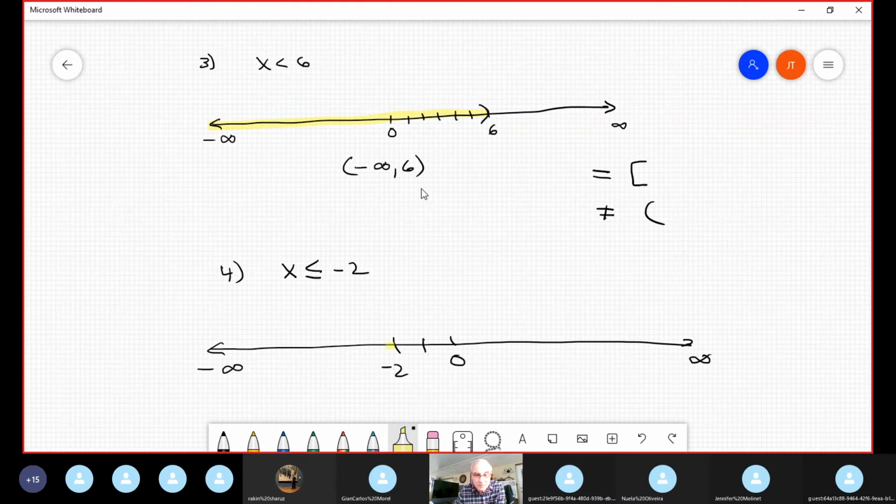It's to the left, to the left because it's less than. Include negative 2, yes. And the interval notation is from negative infinity, comma, negative 2, bracket.